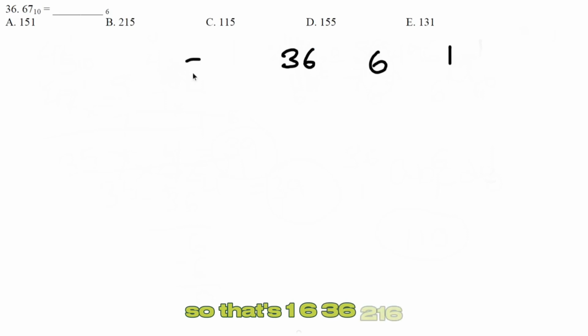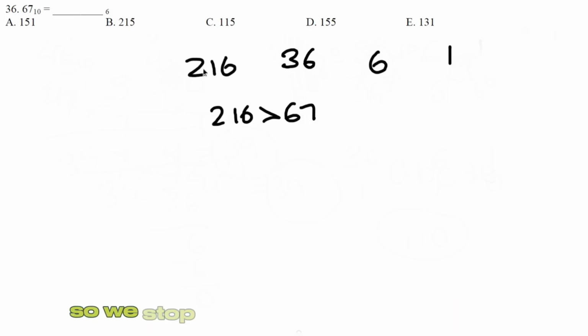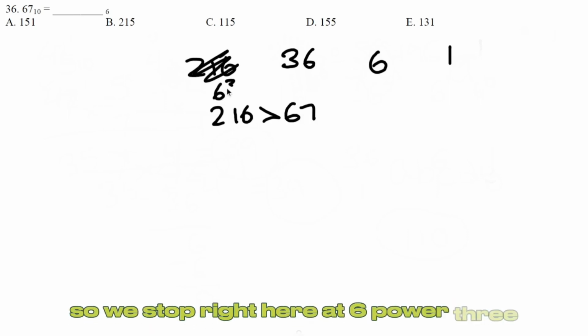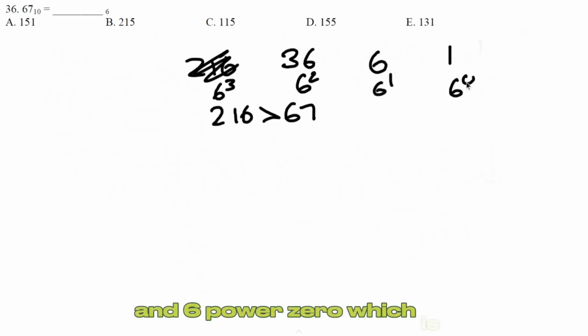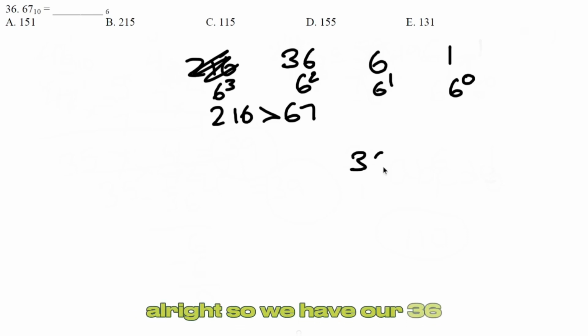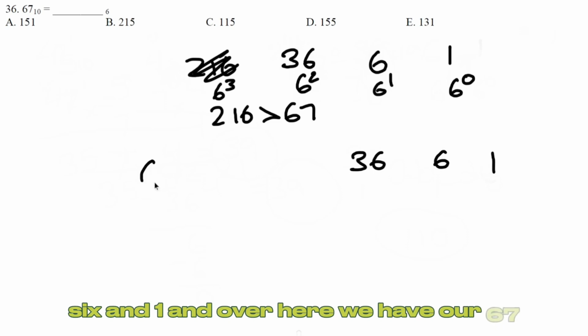67 base 10 equals what base 6? Alright, so we can list out our powers of 6. So that's 1, 6, 36, 216. Oh wait, 216 is greater than 67. So we stop right here at 6 power 3. So now we just have 6 power 2, which is 36, 6 power 1, which is 6, and 6 power 0, which is 1. Alright, so we have our 36, 6, and 1. And over here, we have our 67.